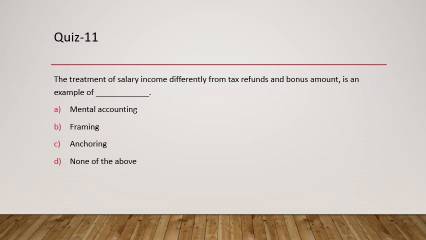Question number 11 is the treatment of salary income differently from tax refunds, okay, and bonus amount is the example of mental accounting. So we treat monies differently. We will be more generous in spending bonus and other income than our own salary. So the answer is A here.